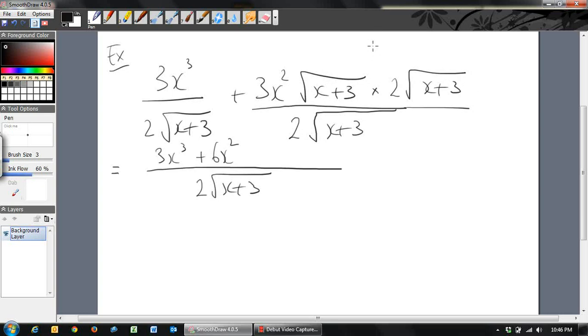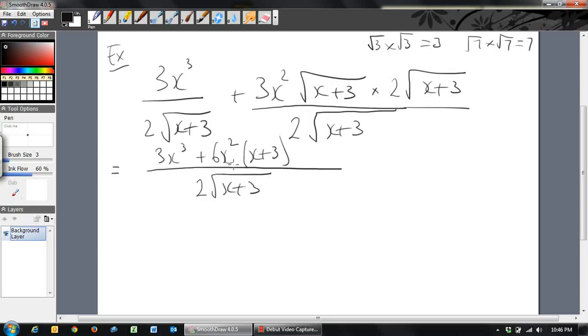Now if you think about that, that's the same thing as saying what's root 3 times root 3? Well, that's just 3. What's root 7 times root 7? Any root multiplied by itself, all you're going to get is the thing itself. So all it's going to be is 6x squared times x plus 3. Okay, root x plus 3 times root x plus 3 is just x plus 3.